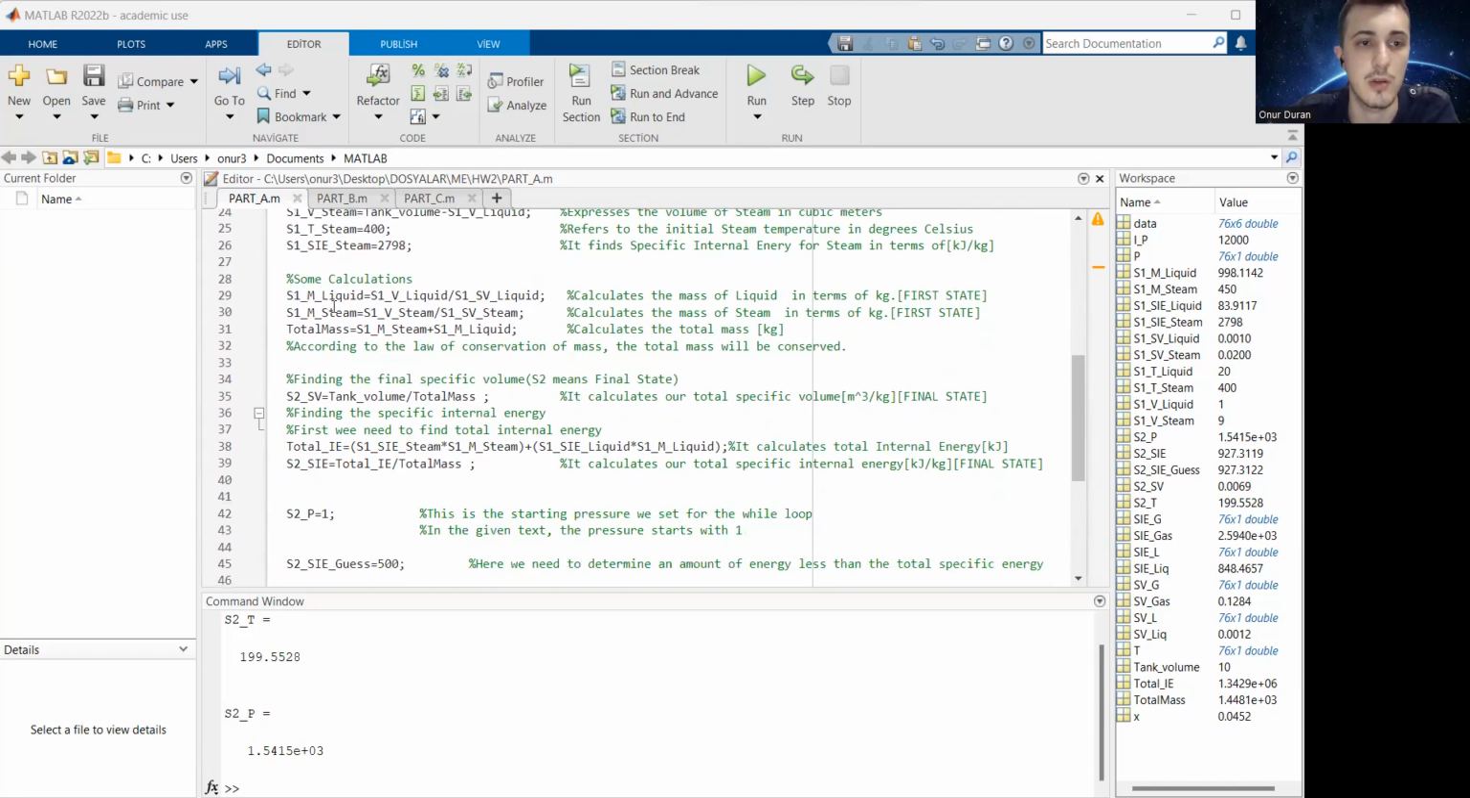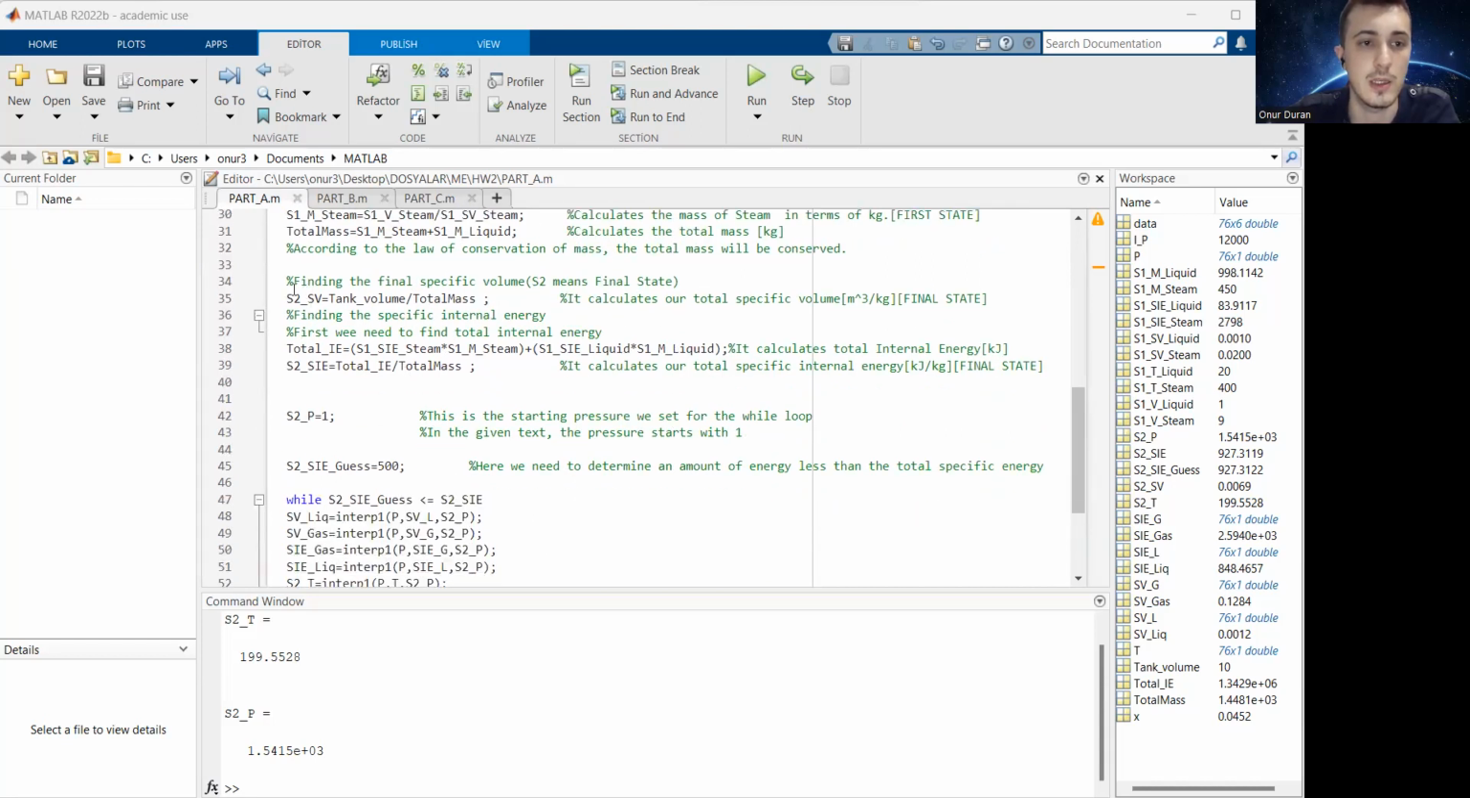These are some calculations. We know that mass is equal to volume over specific volume, and we also know that total mass is not changing. It will be conserved. This is used for finding the final specific volume, and it calculates our total specific internal energy.